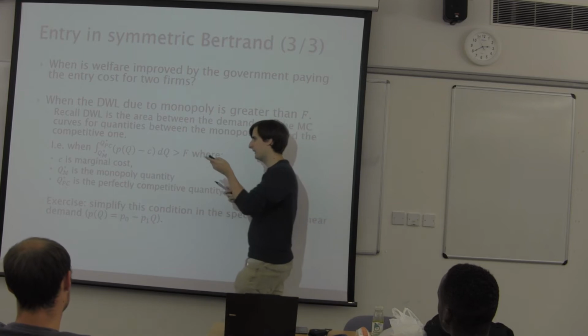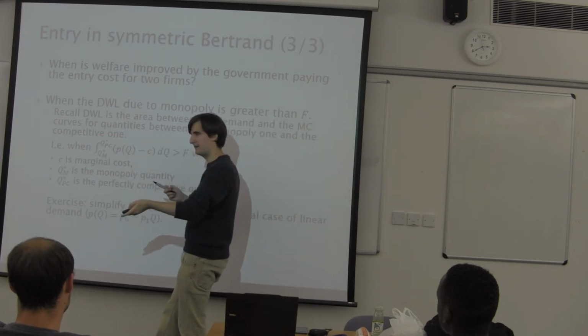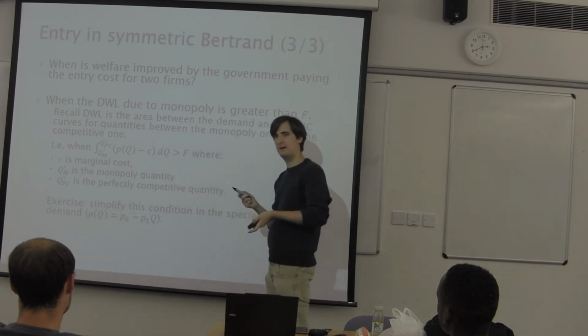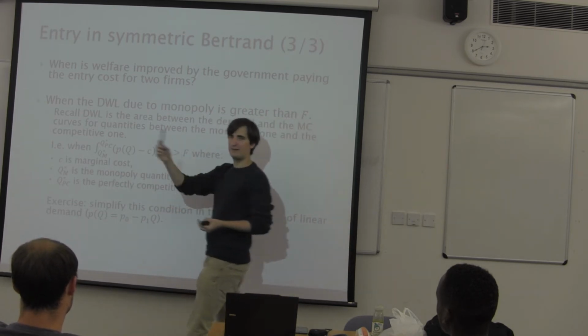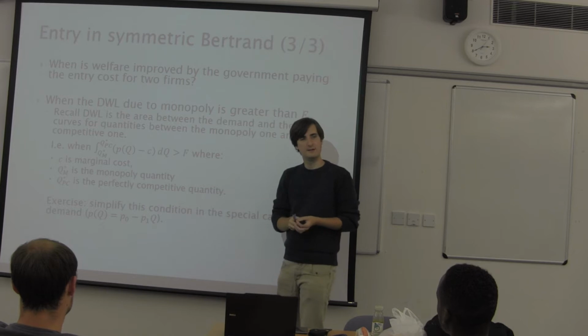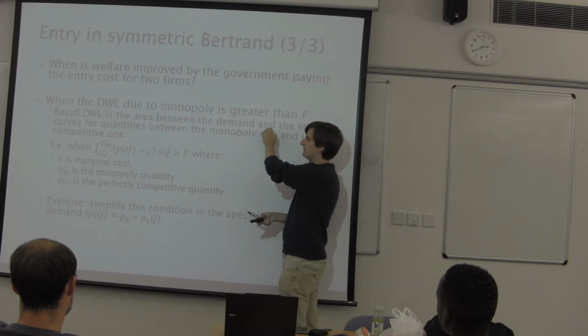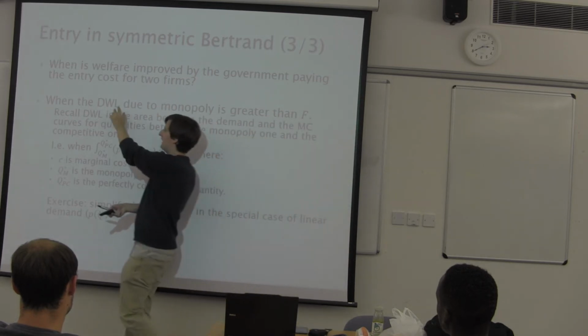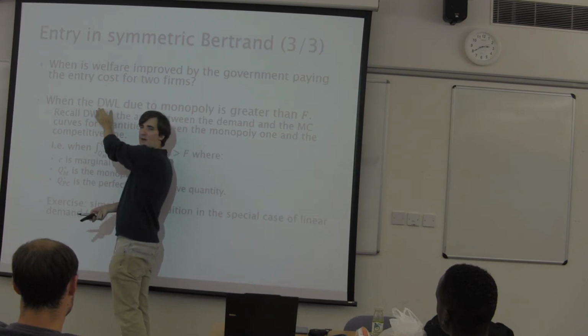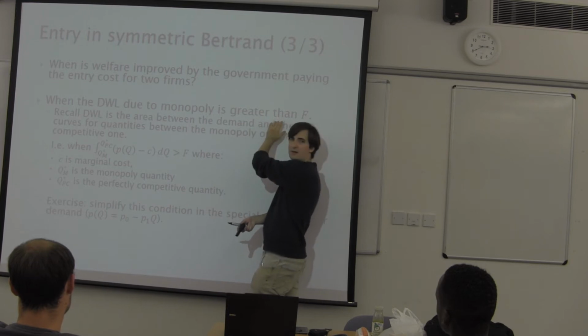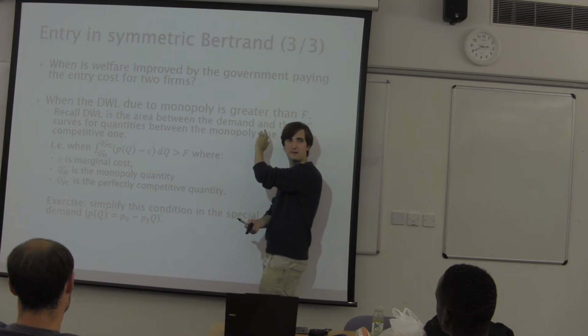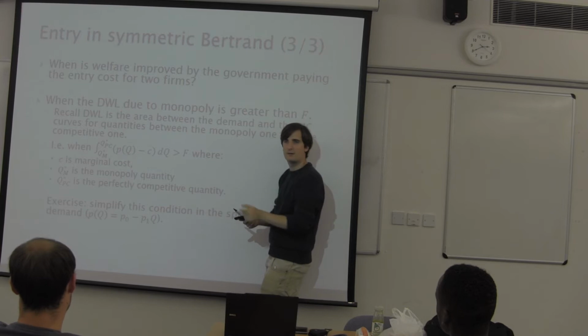So we want to go from a world in which one firm pays the fixed cost to a world in which two firms pay the fixed cost. So for that to be an improvement in welfare, the gain, which is you gain this deadweight loss from monopoly back, has to be bigger than the cost, which is paying for the second fixed cost.